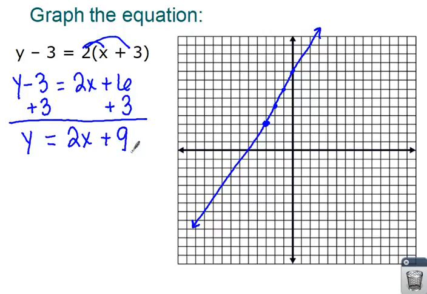Now, is that the same equation as that line? That's the question. Our y-intercept is 9, so we count up 1, 2, 3, 4, 5, 6, 7, 8, 9. And then our slope is 2. So we go up 2 over 1, up 2 over 1, or we go down 2, left 1, down 2, left 1, down 2, left 1. Same graph, either way.